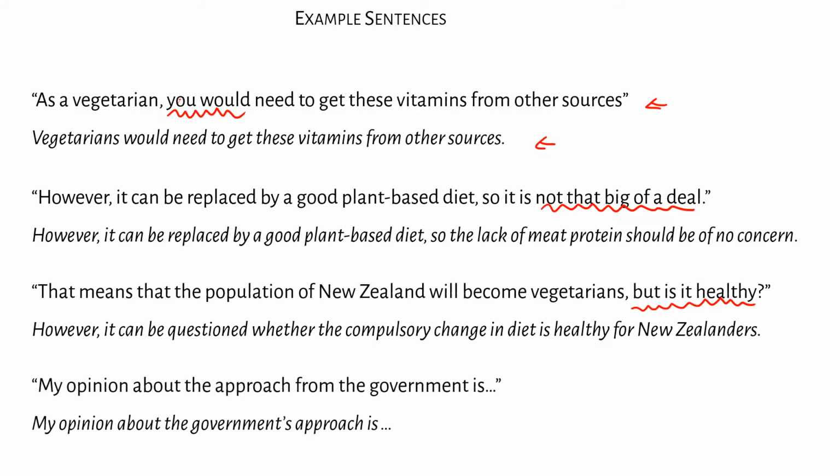My opinion about the approach from the government is, and the thing we don't really like is this part. The approach from the government. We call this wordy, right? So you have a sentence that's what I would put in as wordy. You're saying something with too many words that can be said with fewer words. So if we look at my example, my opinion about the government, you use a possessive S, approach is blah, blah, blah. Same thing, fewer words, less wordy.